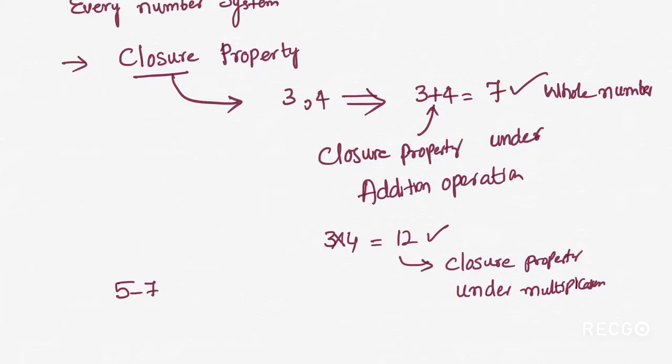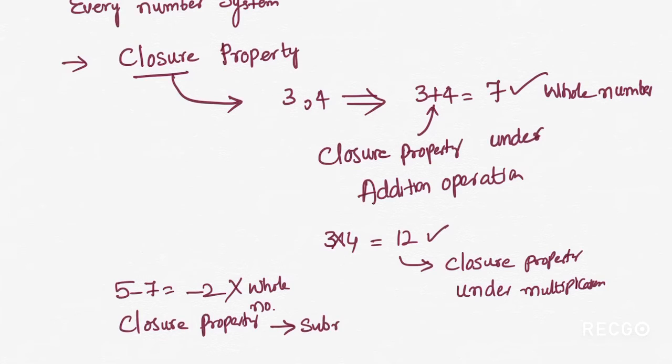Suppose we subtract two whole numbers. The answer is -2, which is not a whole number. Therefore the closure property will not be satisfied in the subtraction operation.